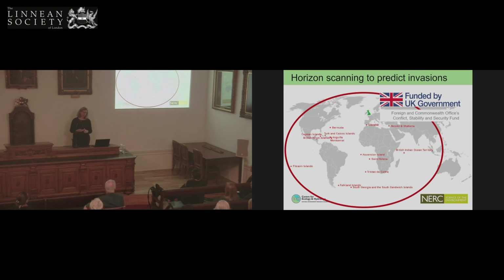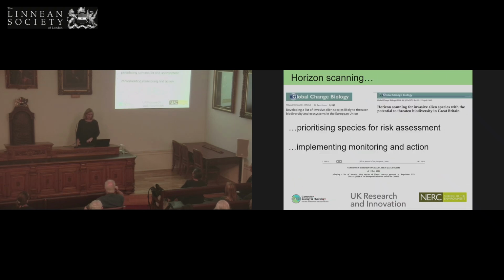And then 2 years ago, we received funding from the UK government to carry out the same exercise for all of the UK overseas territories, of which there are 16 spread out around the world. And I thought I'd just tell you a little bit about some of the findings from that work. So we've published the papers for Britain, the list for Britain and also for Europe with Global Change Biology.